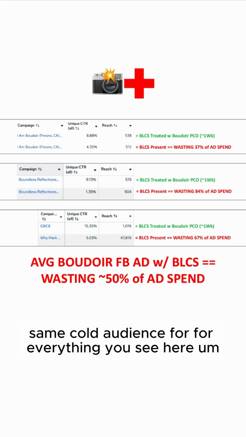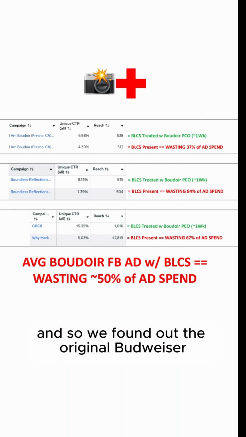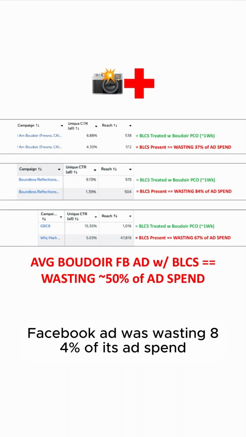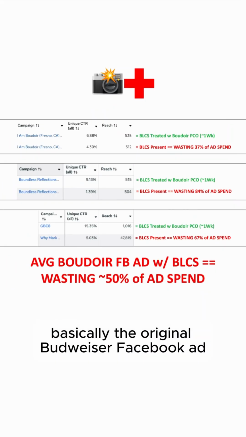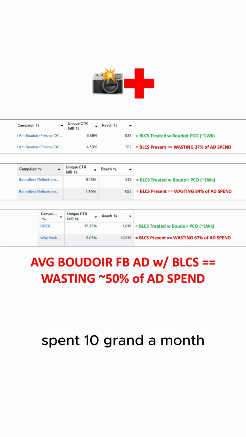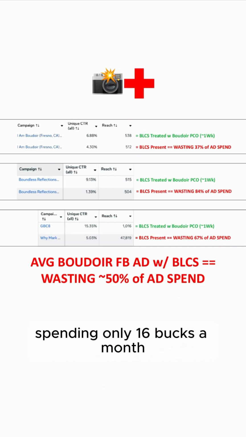It's the same city, same cold audience for everything you see here. And so we found out the original Boudoir Facebook ad was wasting 84% of its ad spend. So basically the original Boudoir Facebook ad spent 10 grand a month. Instead of doing that, we can actually do the Boudoir Pico treated ad spending only 1,600 bucks a month.